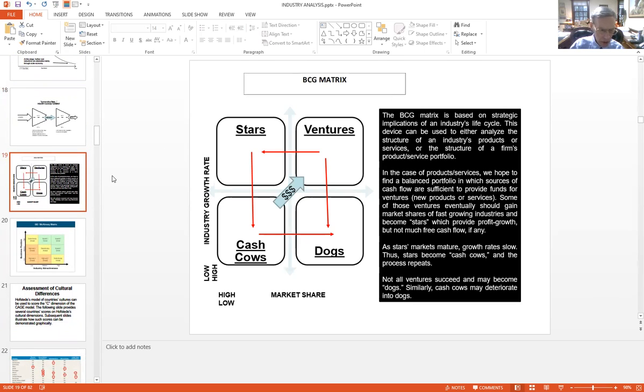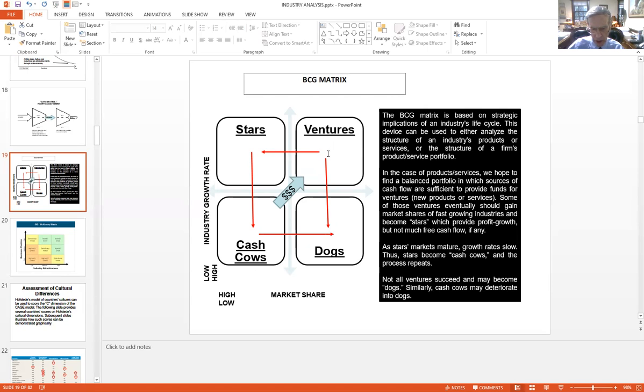Here's another device that is often used, the BCG matrix, and it's used again to assess industries. It's based upon, and I might add that it is also somewhat related to the industry life cycle. That's because one of the axes in this diagram is the growth rate. And of course, the industry's growth rate is fastest at the growth stage and then slows down in maturity. The other factor is market share.